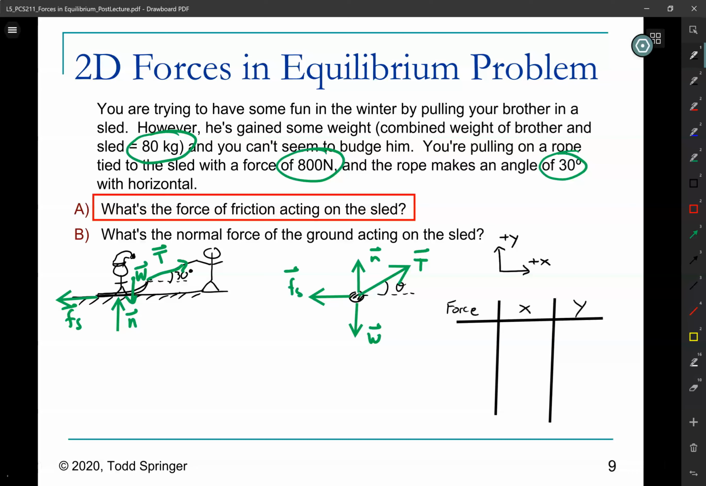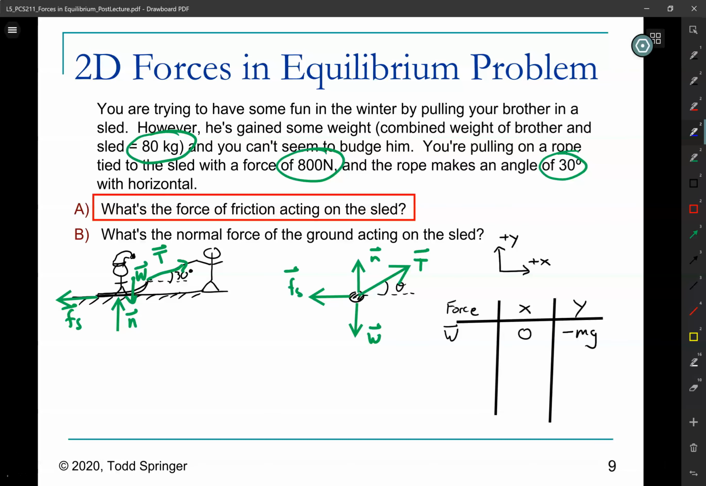So the first one's going to be the weight force. What do I have in the x direction? 0. What do I have in the y direction? Minus mg. Okay. Why is it minus? Because it's in the negative y direction. So I'm putting the signs in by hand. The weight force is in the negative y direction, so I put minus mg. Remember, g is a positive number, so I've got to put that minus sign in by hand. Okay, what else do I have?